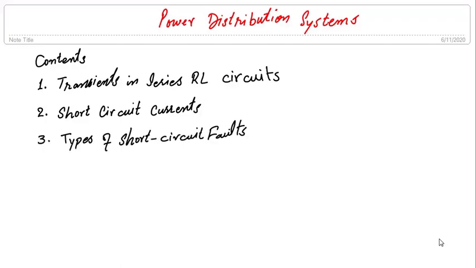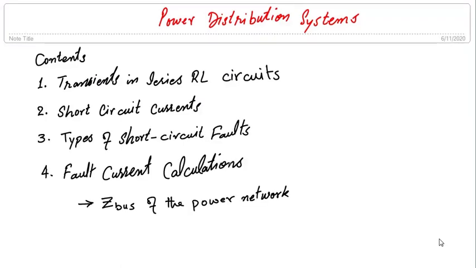And the third thing is type of short circuit faults. Here we categorize faults into different types and see what is the advantages that we get by their analysis of different type of faults. So what is their advantages and applications of performing these fault analysis. And at the end of the lecture we also perform the fault current calculation.